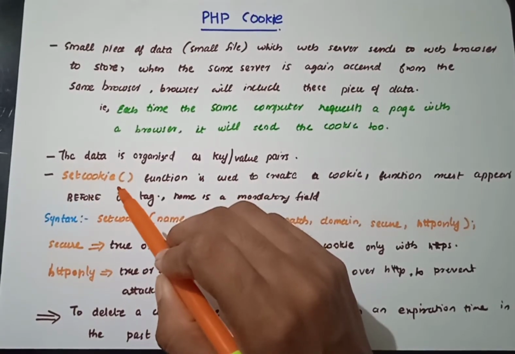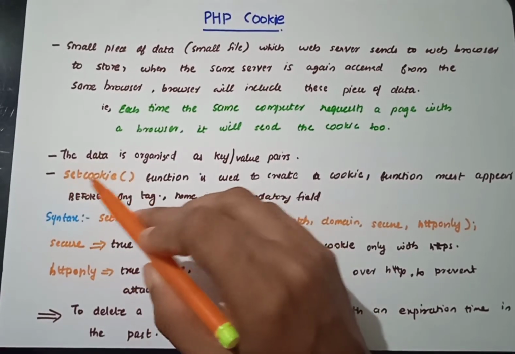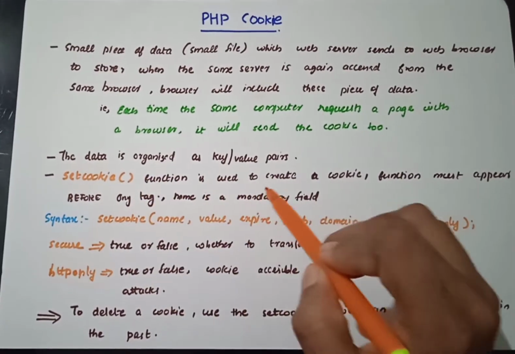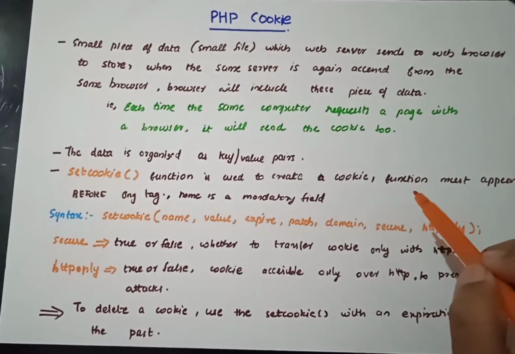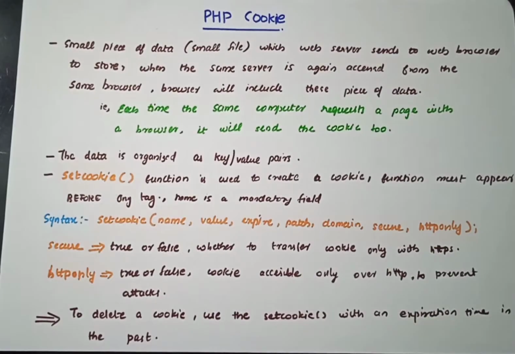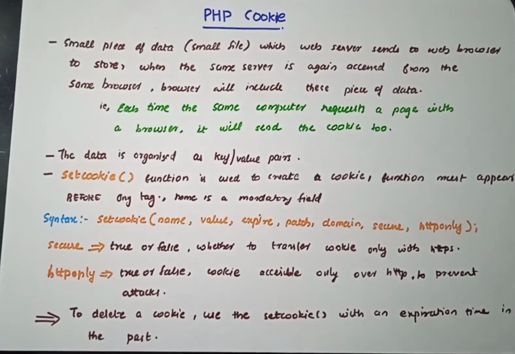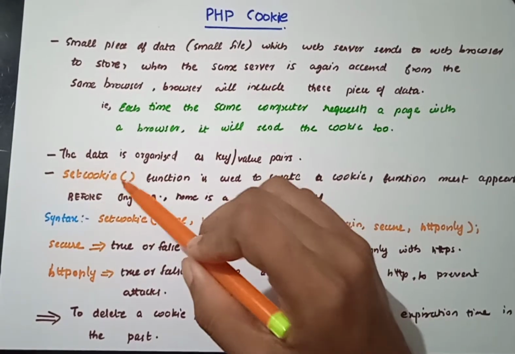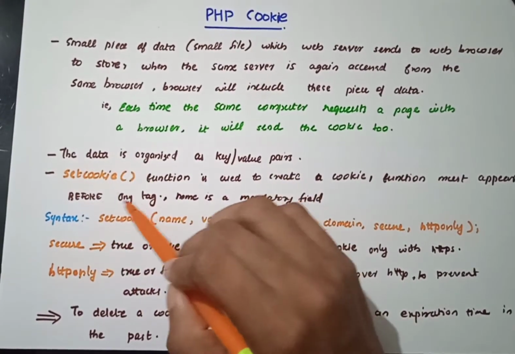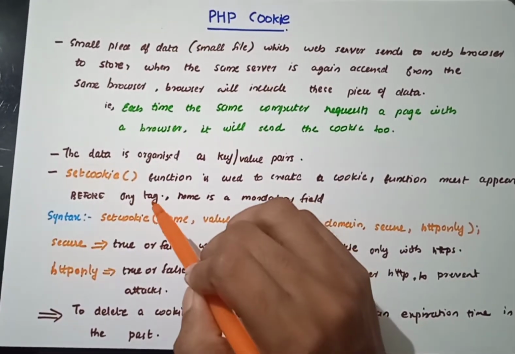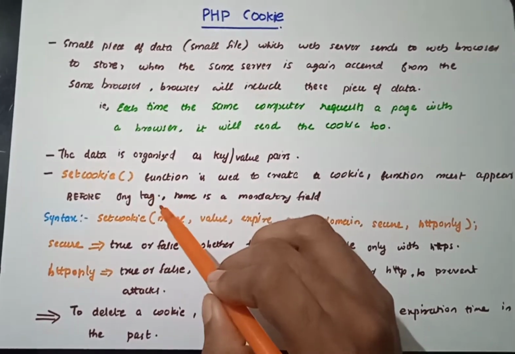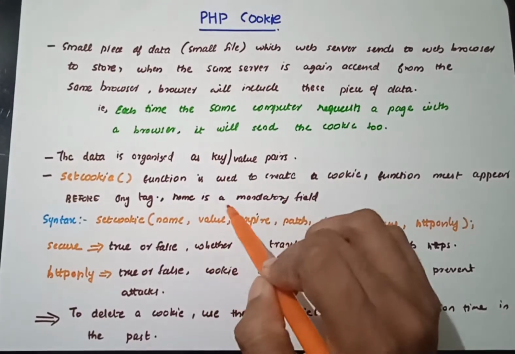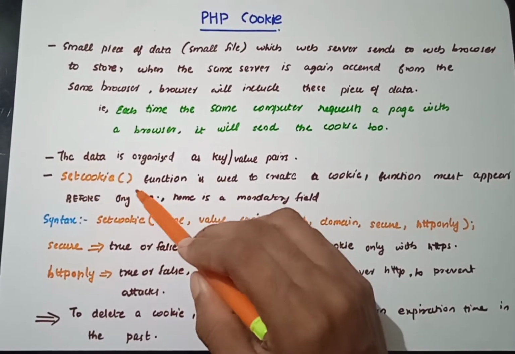setcookie is a function. As you can see, setcookie is the function that is used to create a cookie, and you must write this setcookie function before any tag in your HTML code. Okay, and one more mandatory thing here is that name is a mandatory field for setcookie.